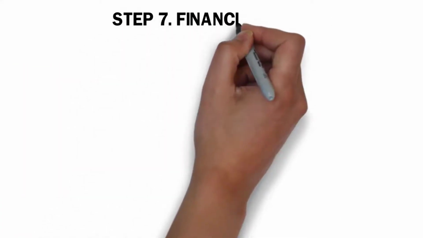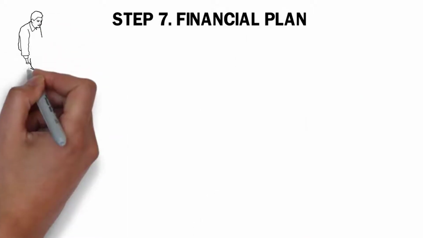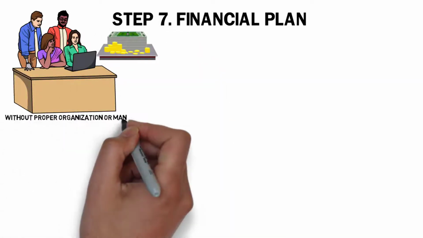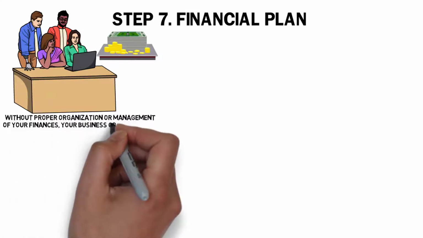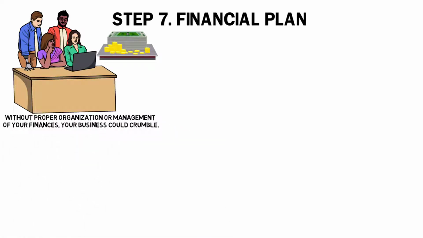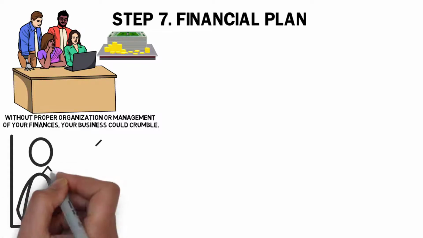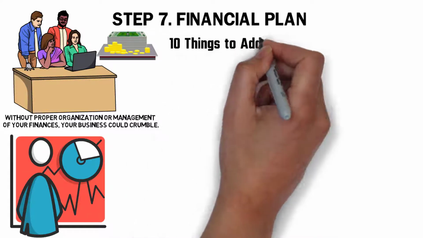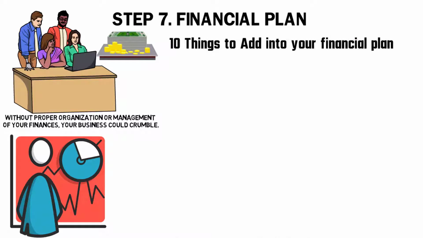Step 7. Financial plan. If you own or operate a business, it is essential that you have a financial plan. Without proper organization or management of your finances, your business could crumble. To avoid this, it is important from the point you are starting up that you plan the various aspects of your business carefully and appropriately. 10 things to add into your financial plan.